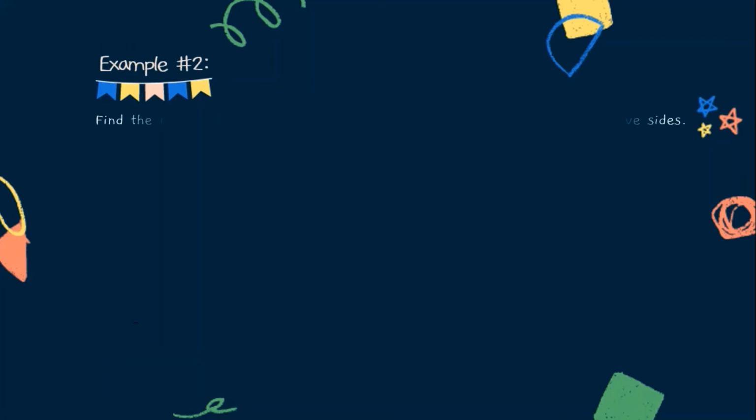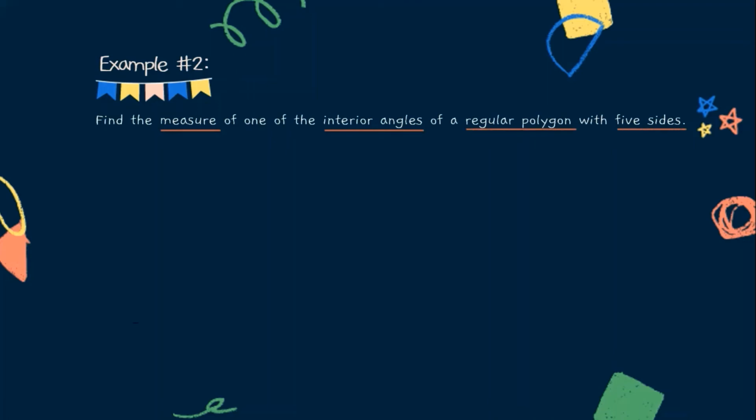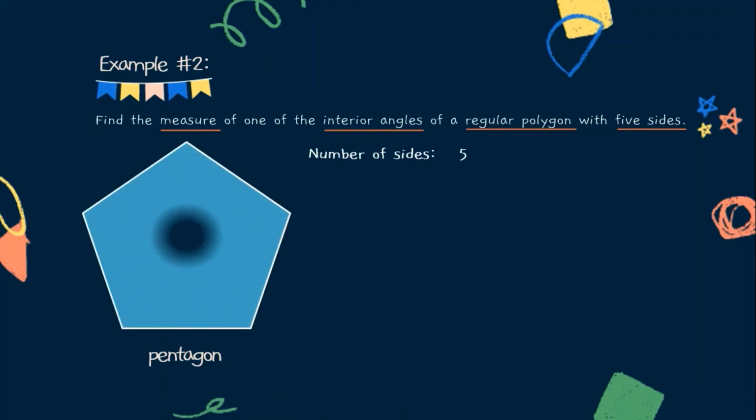Another example, number 2. Find the measure of one of the interior angles of a regular polygon with 5 sides. Measure ulit, interior angles, hindi na exterior, regular polygon with 5 sides. From this word problem, nakuha natin na yung polygon ay may 5 sides. A polygon with 5 sides is known as a pentagon.